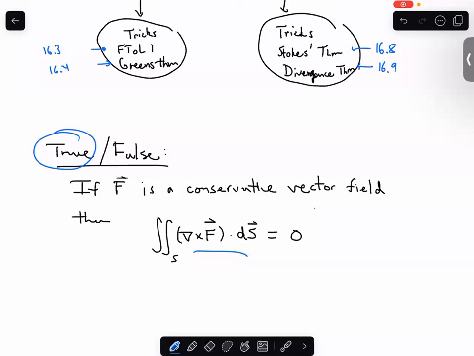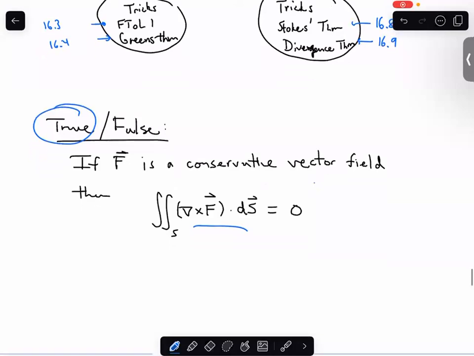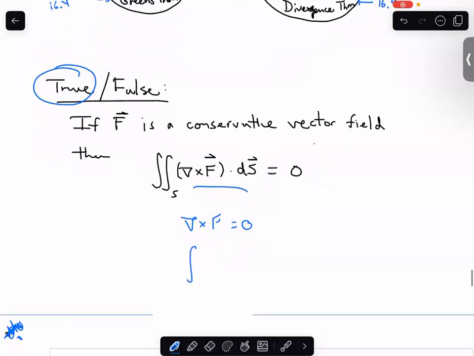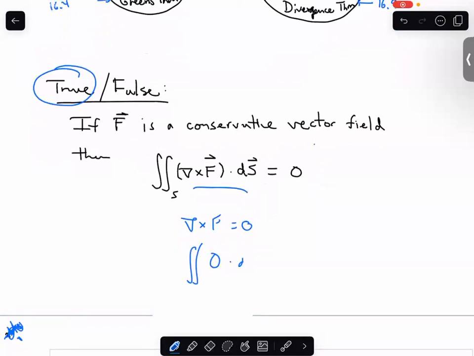Yeah, so for conservative vector fields, remember the main way that you tested this was that you took the curl, and if it was a conservative vector field, when you calculated this out, it was equal to zero. And that allowed you to then use the fundamental theorem of line integrals. So if this quantity here is the zero vector, then when you add up zero a bunch of times, you're of course going to get out zero. So that's probably the fastest way that you can see that this is true.